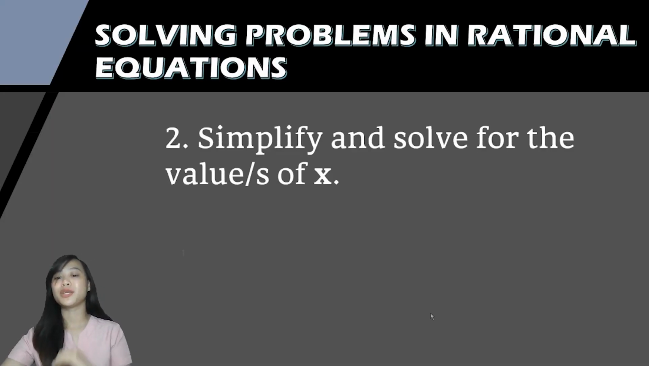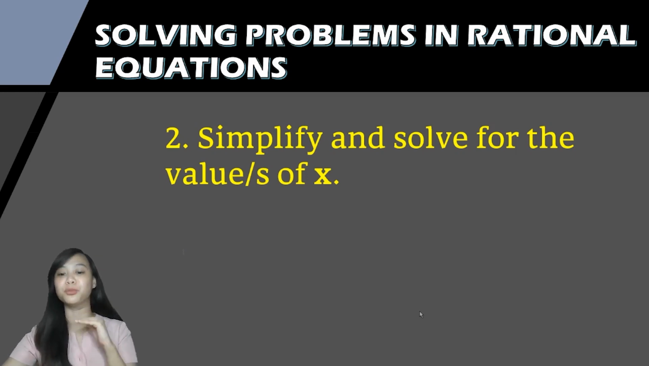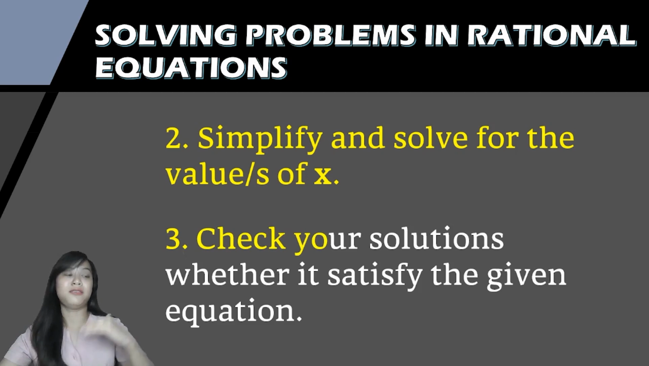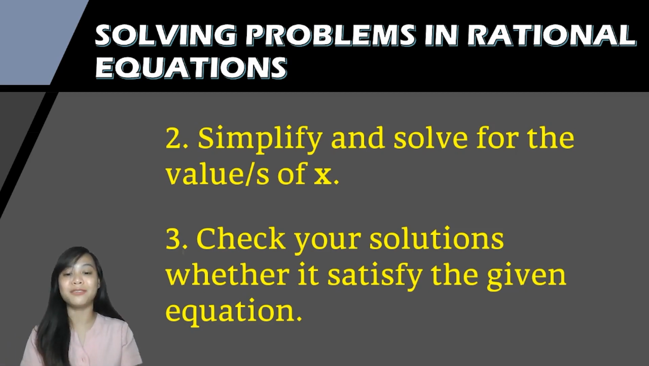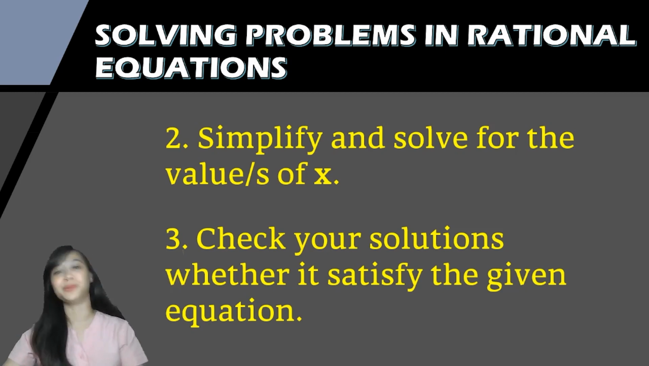Second step, we need to simplify and solve for the value of x. After you multiply by your LCD, you can get to the simplified form, so you can simplify that rational equation already. And of course, for the value that you've solved, check whether your solution satisfies the given equation. For you to know if that value is correct, you need to check it by substituting that value into your rational equation.